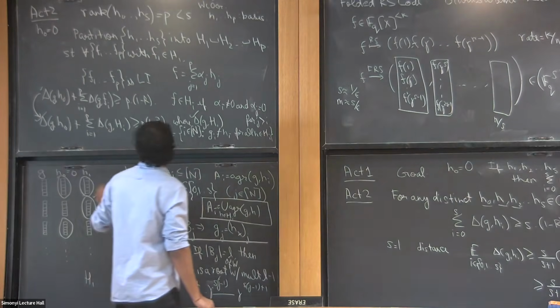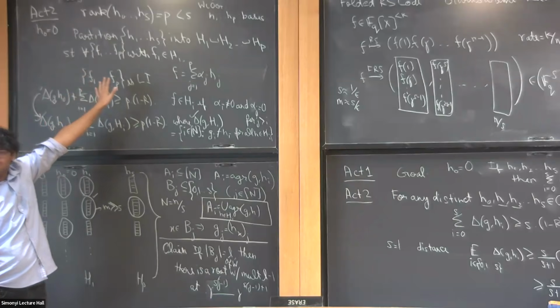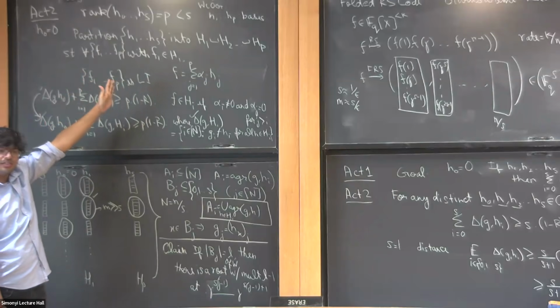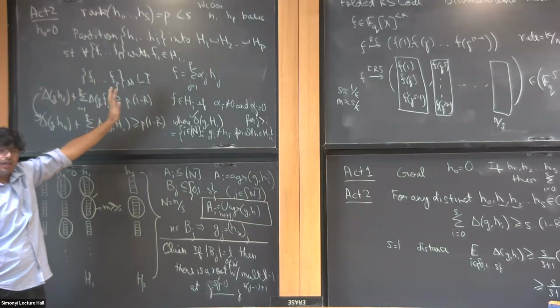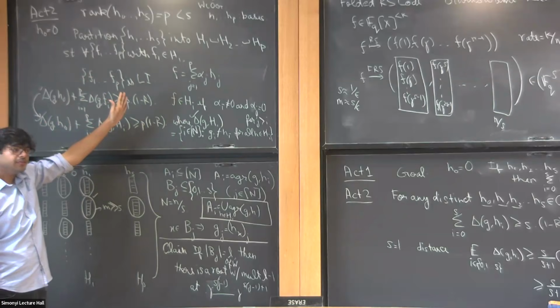In general, I will start with a set like that, H0 being 0 and then H1 through Hs. The rank will be P. I partitioned them into H1 through HP. And now I use inductive hypothesis on each partition separately.